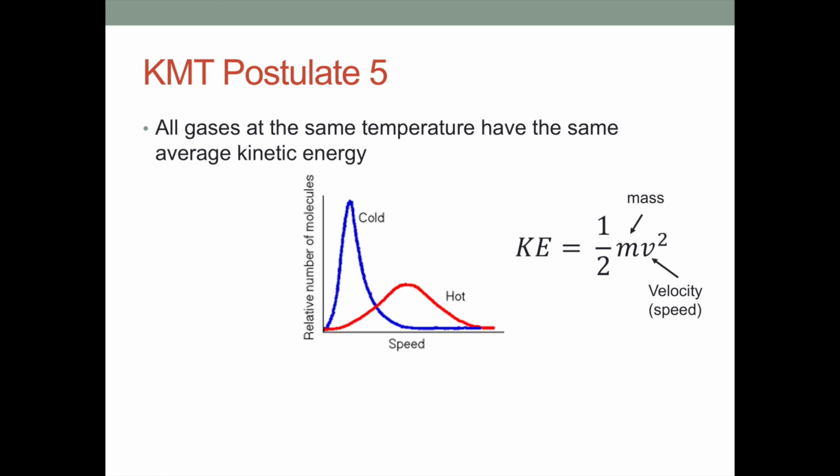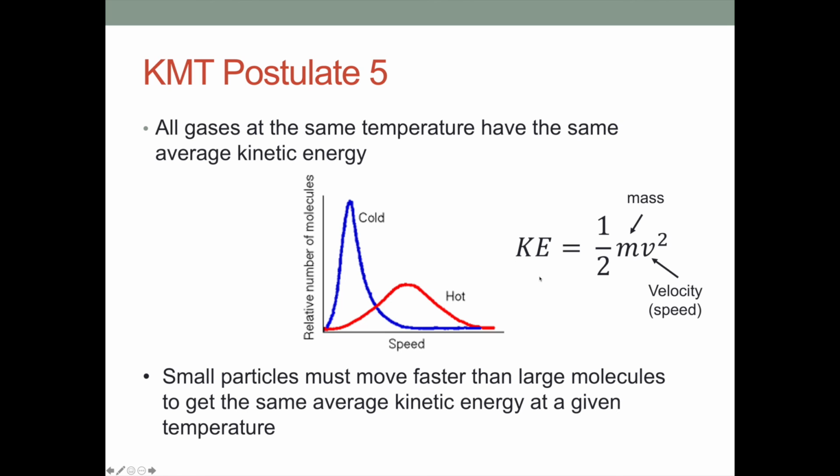So what this means is if you have a lower mass, you have to have a higher velocity in order to calculate the same kinetic energy. So, if all gas molecules at the same temperature have the same average kinetic energy, this means that small particles must move faster than large molecules to get the same value.